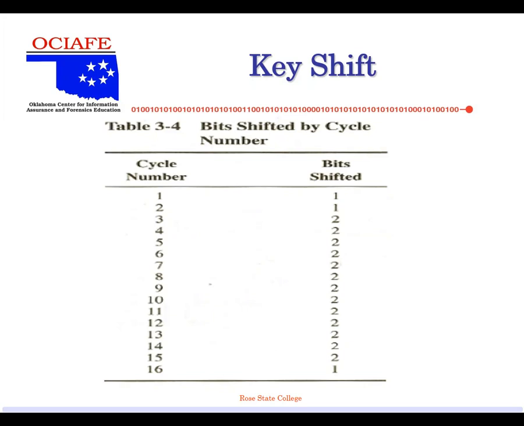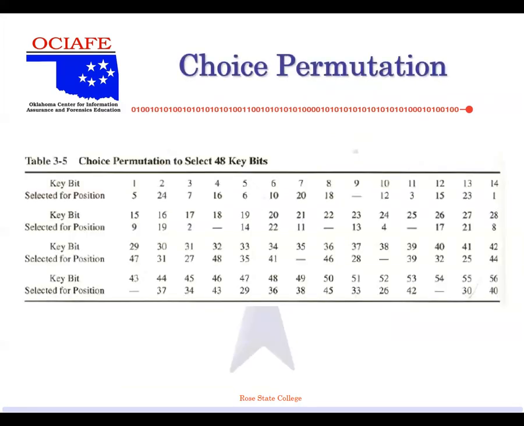Well, not 1. It's 1, 1, then 2, 2, 2, 2, then 1. Why? I don't know, because that's what they wrote it to be. That's beyond me. All right, choice permutation. Now this is right underneath the key thing.